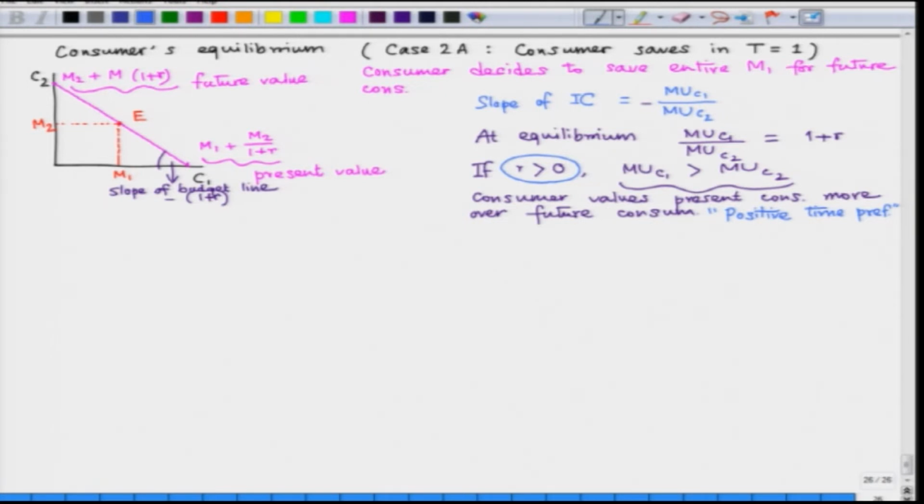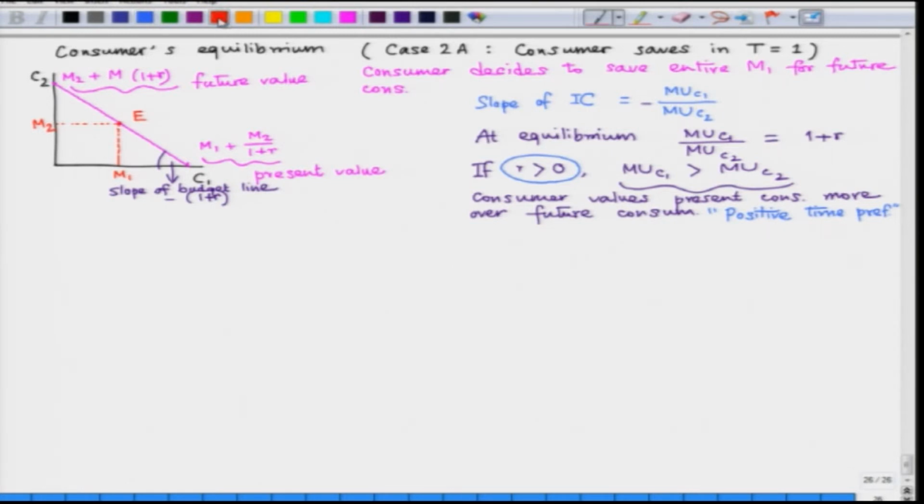Now, let us explain the value of the slope of the budget constraint. Why did we get negative of 1 plus r? Because rupee 1 today can be turned into 1 plus r rupees next period simply by lending it to the bank at an interest rate r.